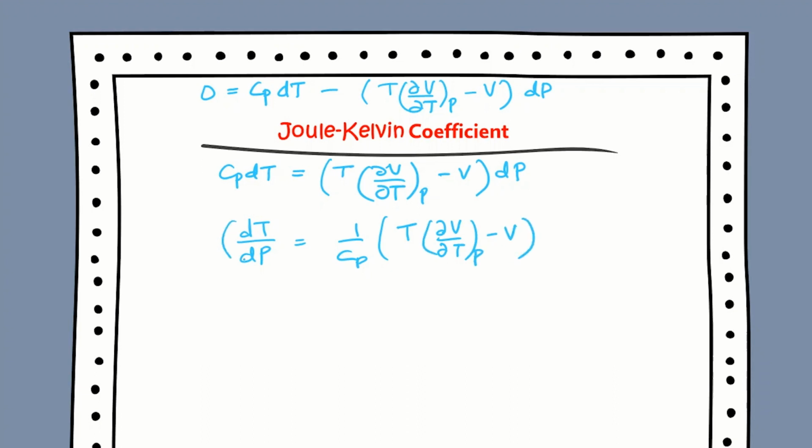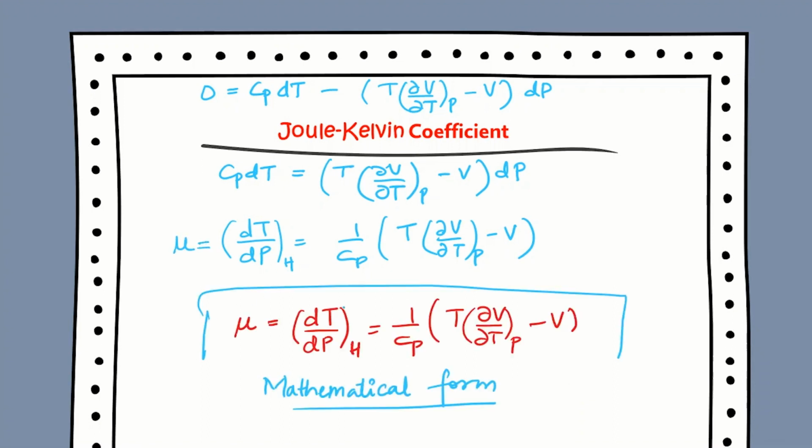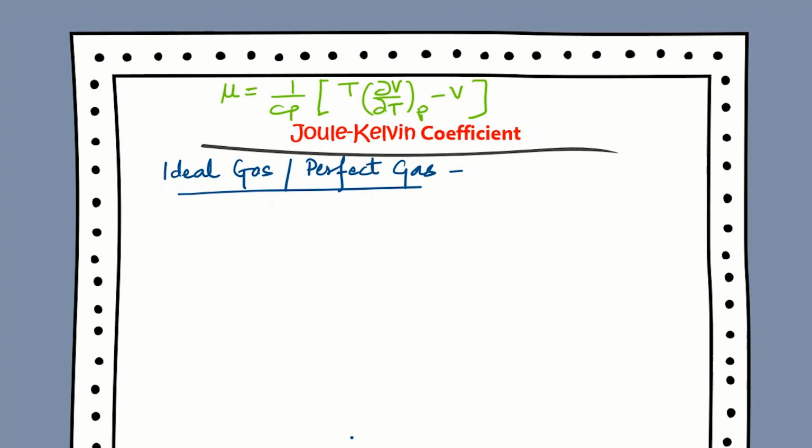And we know this is at constant H because we have put dH equal to 0, and we know the change in temperature with pressure at constant enthalpy is nothing but mu. So this is the mathematical form of the Joule-Kelvin coefficient. So let's move to the cases. Firstly, we will see the Joule-Kelvin coefficient for an ideal gas or perfect gas.